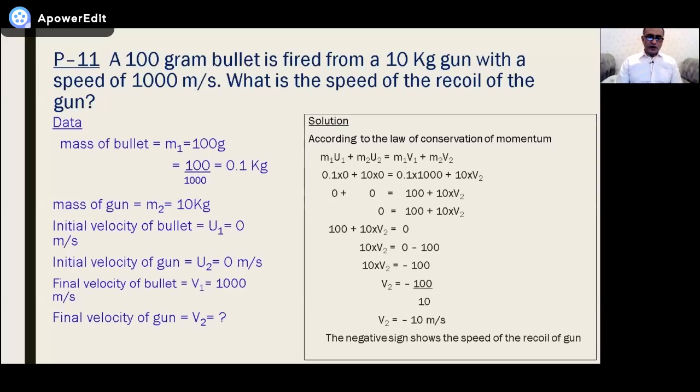So these are the two problems. Tomorrow we'll do another problem, one or two problems. Then this chapter would be over. On Friday you will give a practice test of all the problems of chapter number 3.